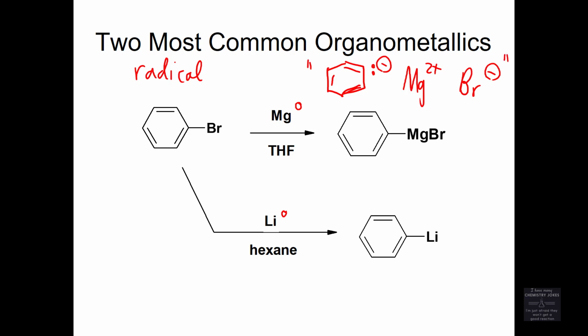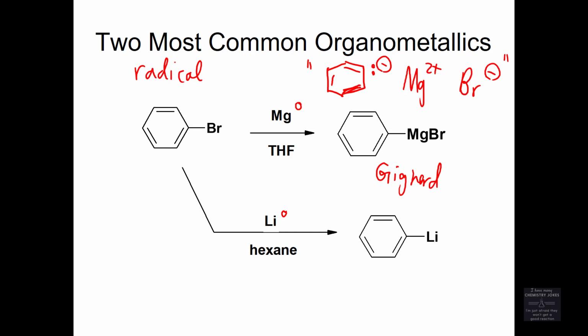Because it behaves, I'm putting this in quotes, it behaves like this kind of compound. It behaves like a carbon with a minus, a magnesium 2+, and a Br-, and it's all sandwiched together like the drawing that the computer made. That's a Grignard reagent.